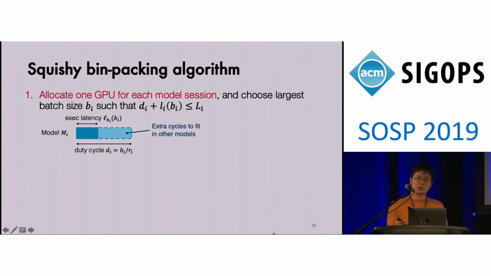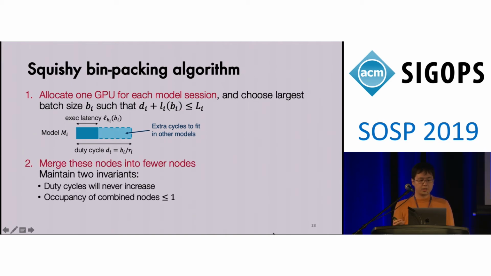In the first phase, we allocate 1 GPU for each model session and choose the largest batch size such that it won't exceed its latency SLO. It also indicates that the duty cycle is the largest one we can use. If the batch execution latency is smaller than the duty cycle, as shown in this figure, we then have some extra cycles so we can fit in other model executions to increase the GPU utilization. As an analogy to the classic bin packing problem, the duty cycle can be viewed as the empty bin, and the batch executions are the balls we need to put into these bins. But the major difference is that these balls are squishy, as we can change the batch size.